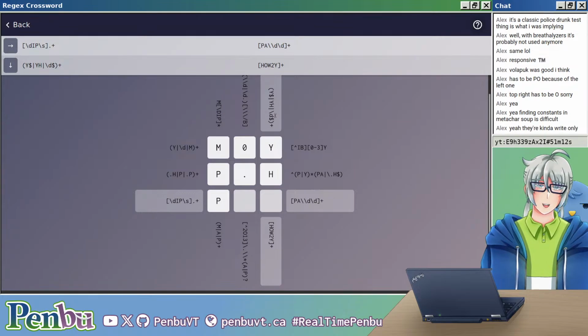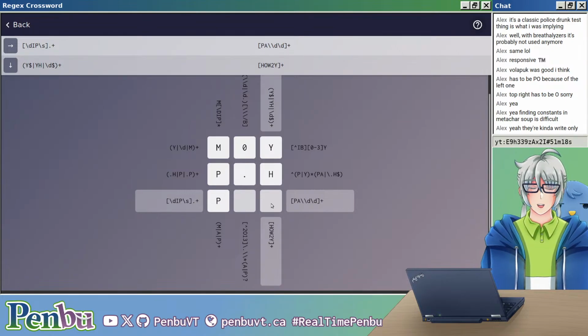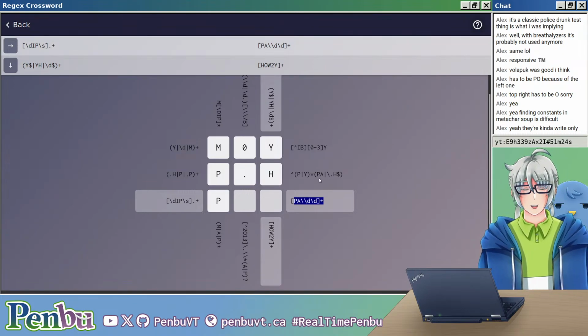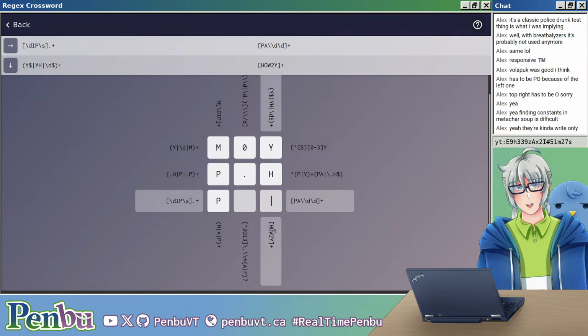This is YH, and Y in the end of string, so this is either a Y, which it can't be a Y because it's not in this set here, so this has to be a digit. The only digit that we are allowed to have is a 2.